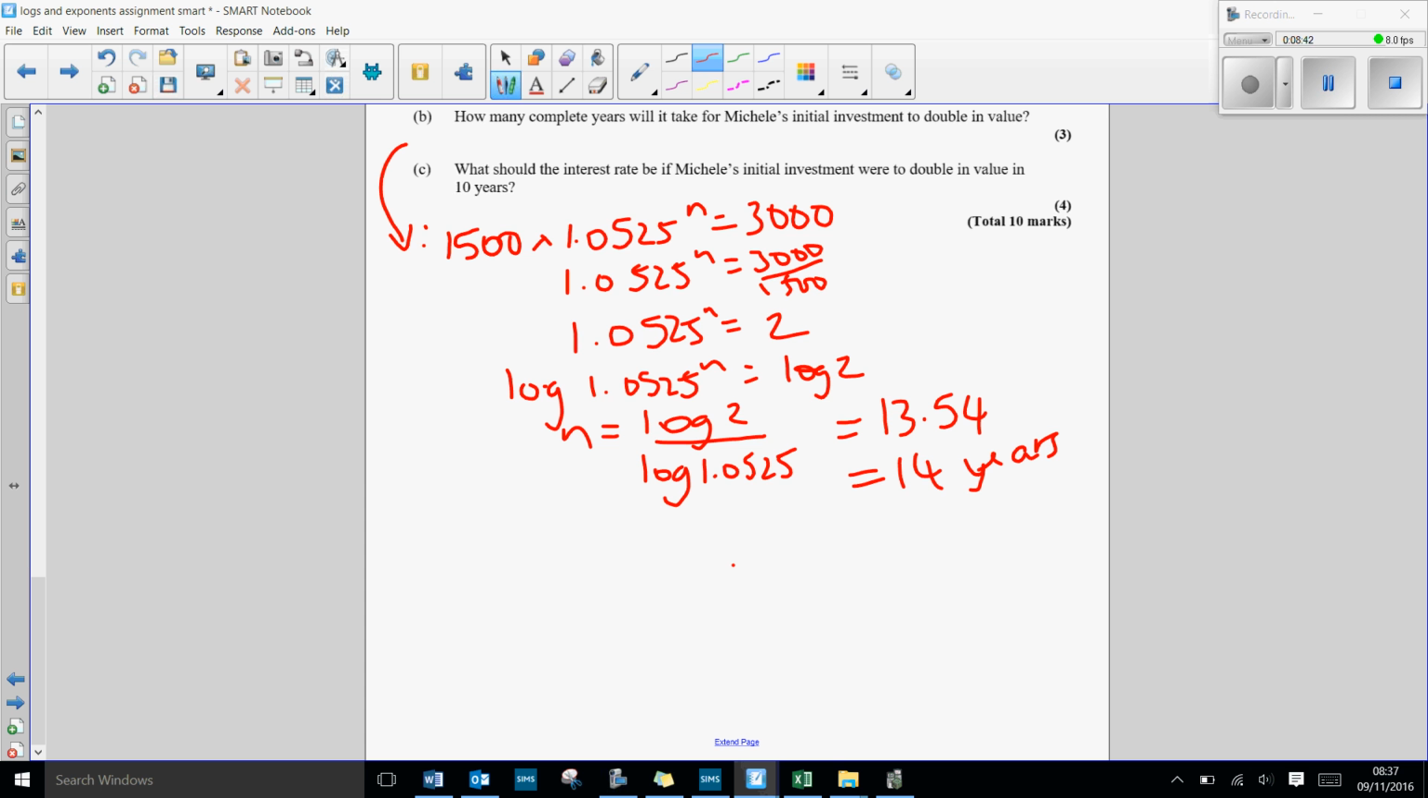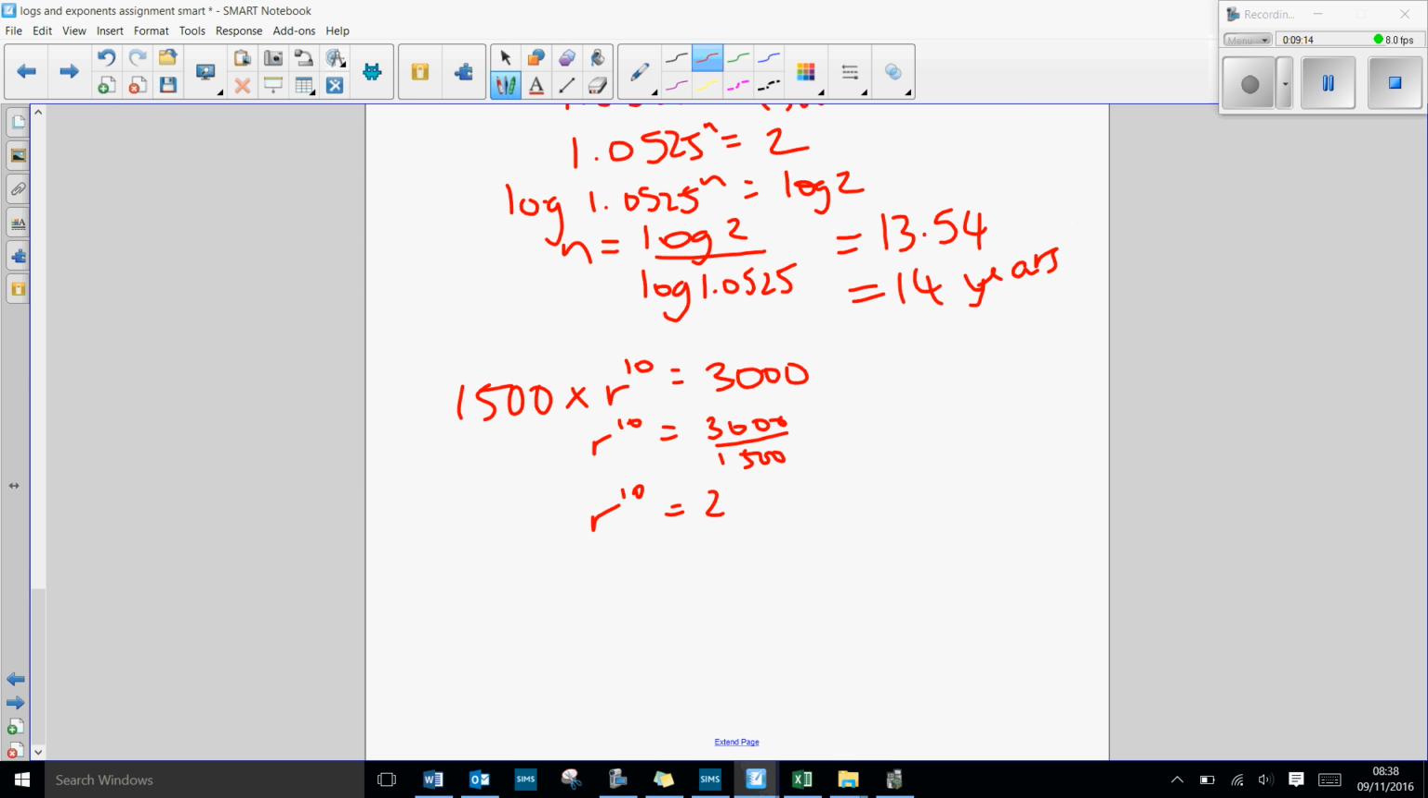What should the interest be if it were to double? So we've got 1,500 times by r to the power n equals 3,000. Oh, I apologize, n in this case is 10. So we've got r to the power 10 equals 3,000 over 1,500. So r to the power 10 equals 2. We would then take the 10th root of 2. So r is the 10th root of 2.